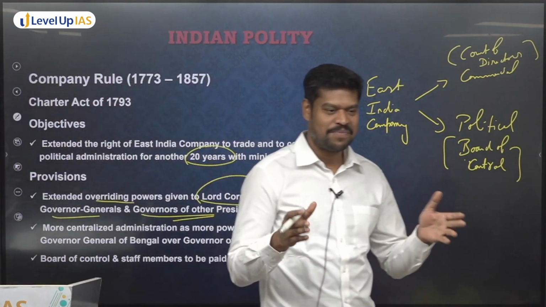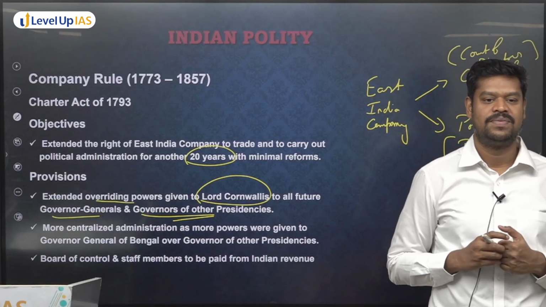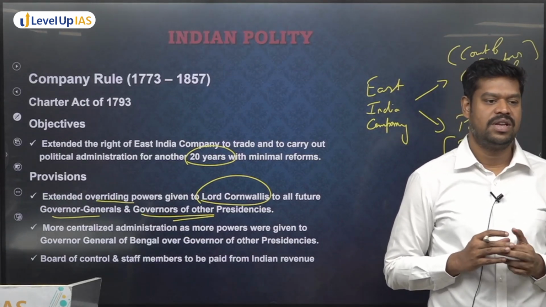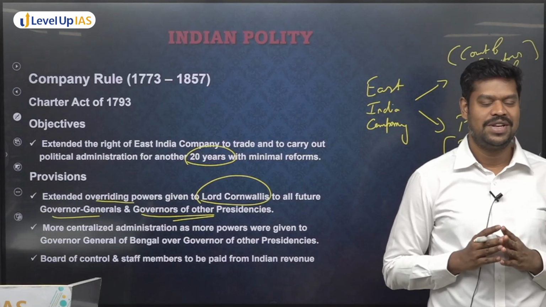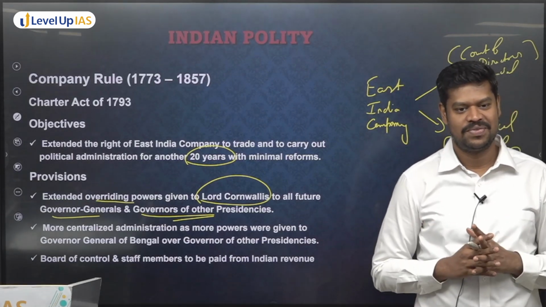So that is because the company era is coming to an end by 1853. 1813 or 1833, 1853, I do not know. So three options here: 1813, 1833, 1853. I do not know.